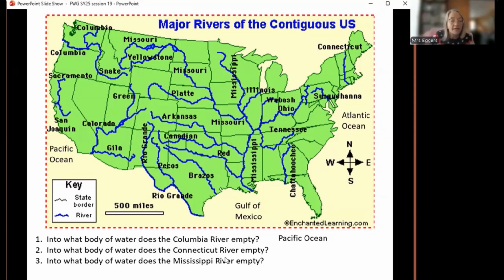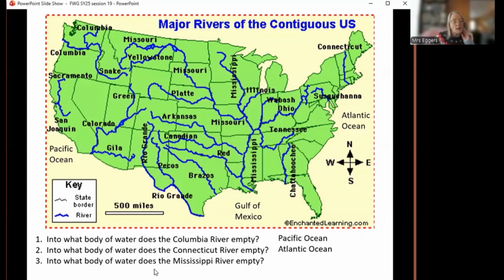Okay, what about the Connecticut? Oh, this one's tough. Okay, the headwaters is up here, and then it flows southward, and the mouth of the Connecticut is right there. What body of water is that? Yep, Amaray, Abel. Anybody else want to? Look, it's the state of Connecticut right there, and it flows into the Atlantic.